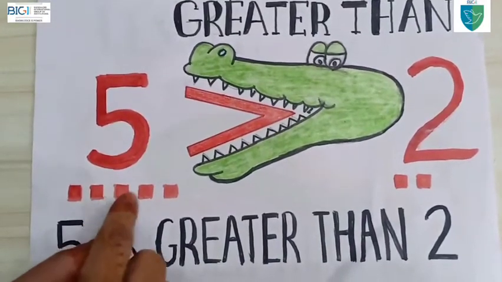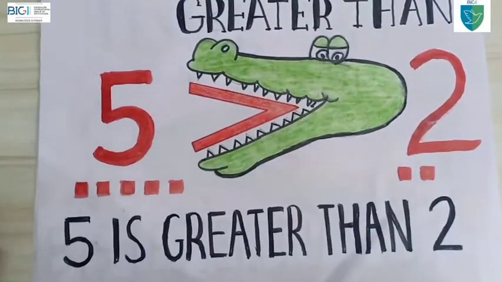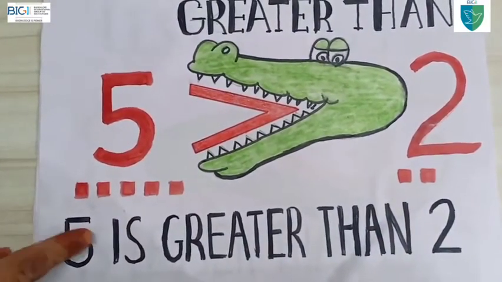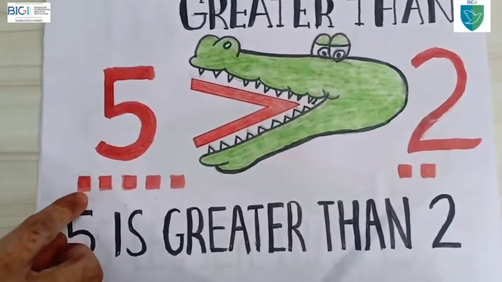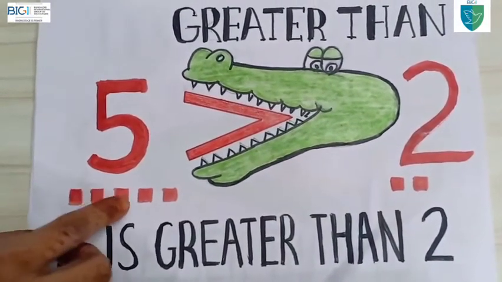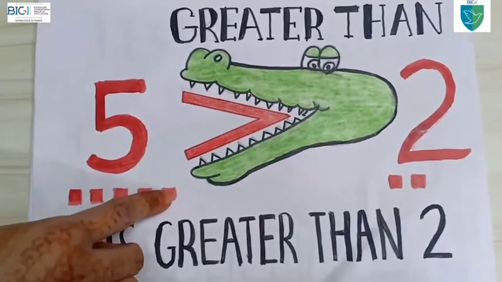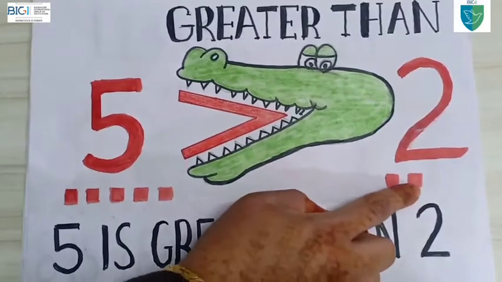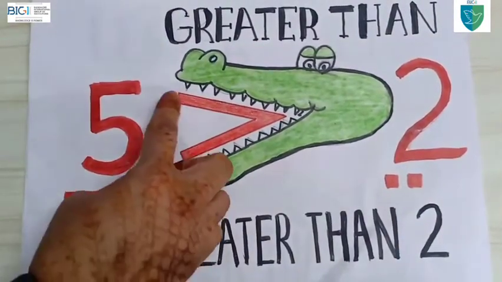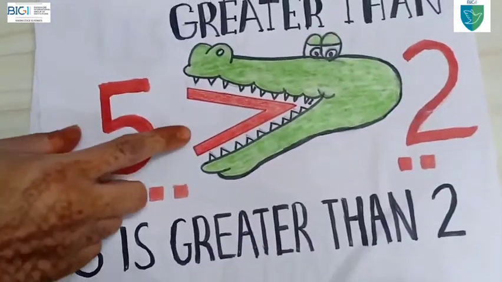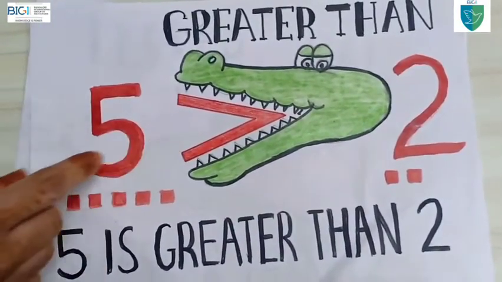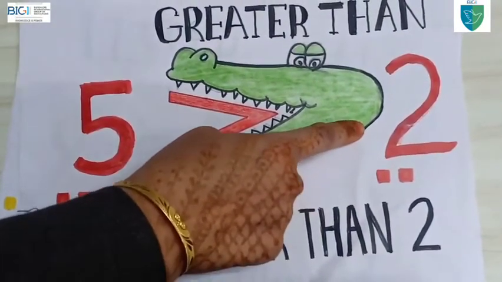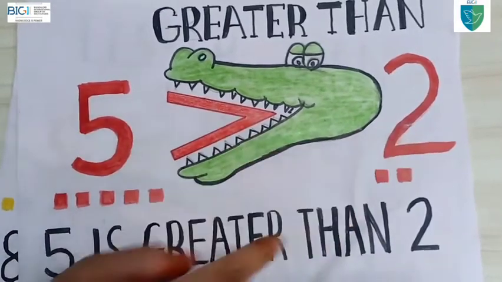This is greater than. Look at this picture. There are two numbers here, number 5 and number 2. Let's see which number is more. Number 5 has 5 boxes, 1, 2, 3, 4, 5, which are more than only 2 boxes on number 2, 1, 2, isn't it? Now look at this symbol. The open end of the symbol is facing number 5, while the closed end is facing towards number 2.